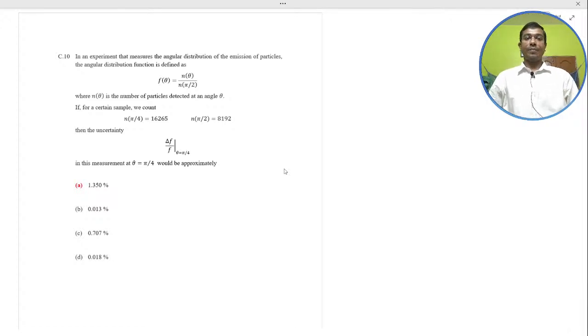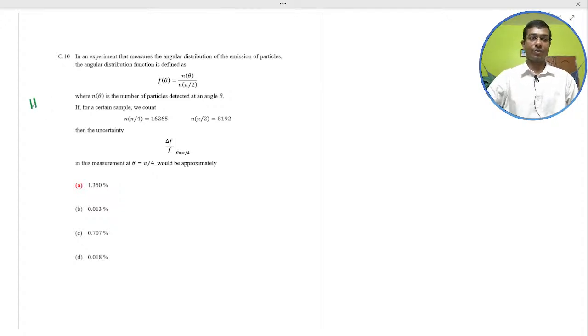In an experiment to measure the angular distribution of the emission of particles, the angular distribution function is defined as f(theta) = N(theta) / N(pi/2), where N(theta) is the number of particles detected at an angle theta. If for a certain sample we count N(pi/4) is 16265 and N(pi/2) is 819, then the uncertainty derived for f at theta equal to pi/4 would be approximately what?